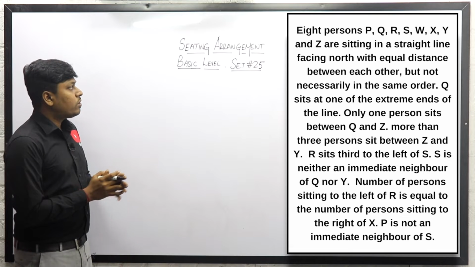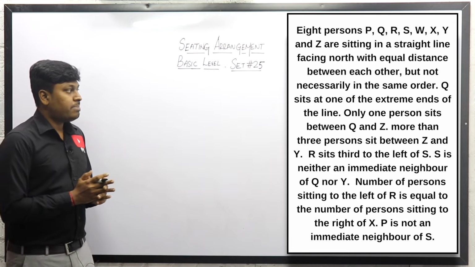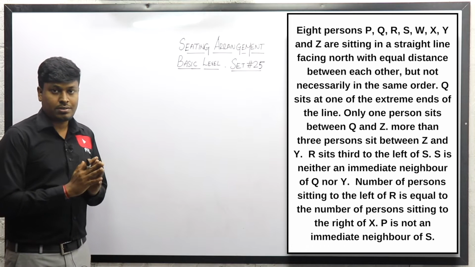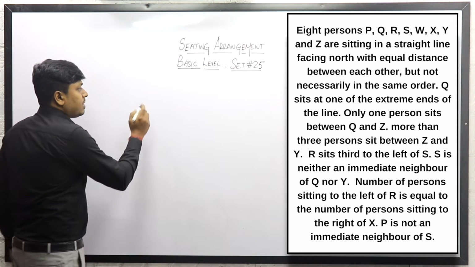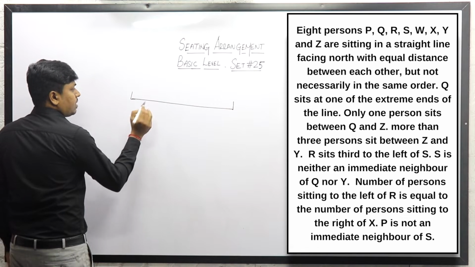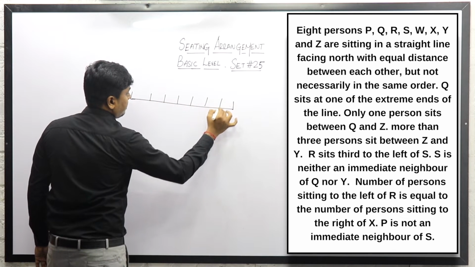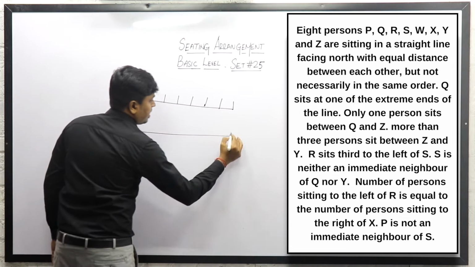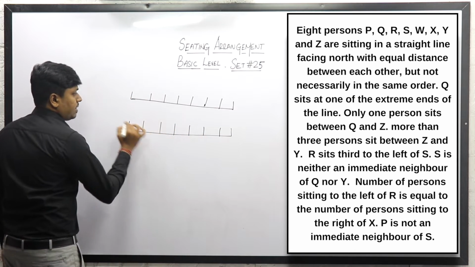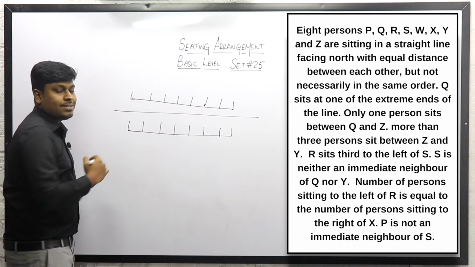So now let me move on to the last basic level arrangement, number 25. Eight persons, P to Z, are sitting in a straight line and all of them are facing north. So we can again go with two possible diagrams, 1, 2, 3, 4, 5, 6, 7 and 8. Similarly, another possible diagram. Let me call these possible diagram 1 and possible diagram 2. All the persons are facing north.